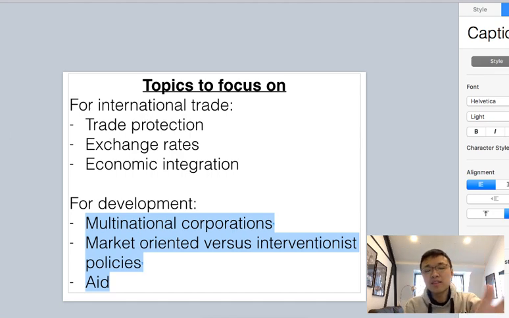So hopefully this slide, what I taught you just now, it can help you to save time. If you don't have time to study for everything, these are the most important topics to focus on. But make sure you're master in each of these topics, okay?